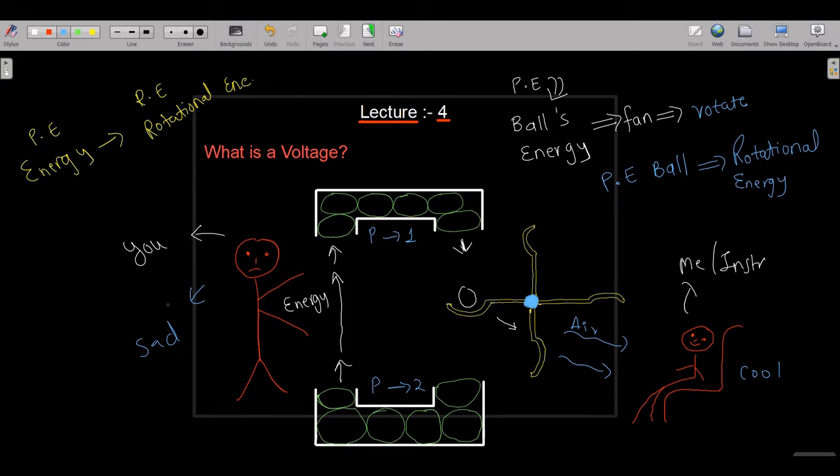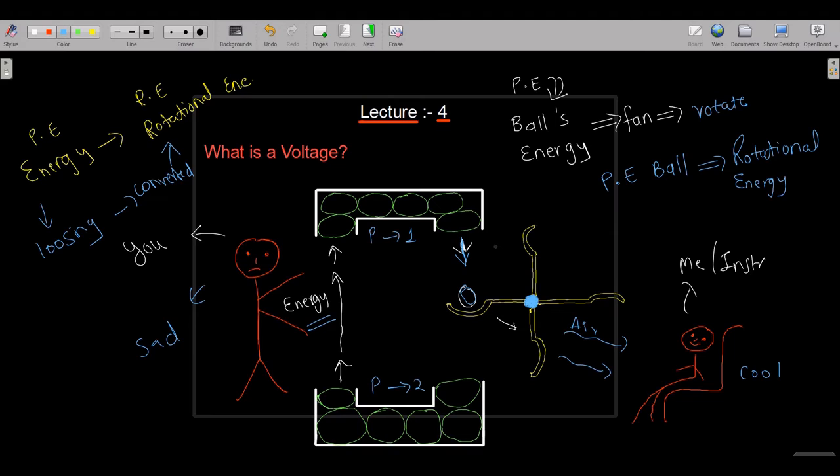We are converting this potential energy, the energy which was stored in you, when you lift the ball and insert it. When this ball falls on the shape of this fan, it is losing its potential energy, and it gets converted into rotational energy. So I hope you understood this concept.